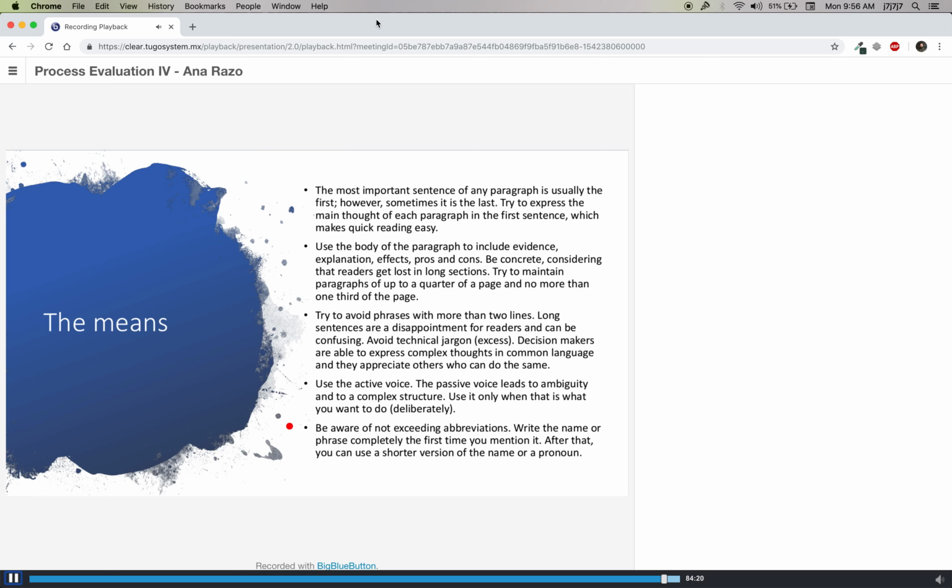So use active voice, do not use passive voice. Be aware of not exceeding abbreviations or acronyms. Write the full name or phrase the first time you mention it, but after that you can use a shorter version of the name or a pronoun. And make sure that the report is going to be used.